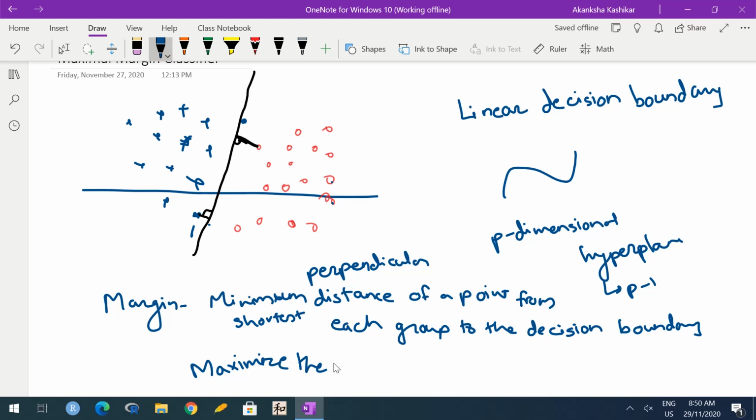So we would choose that line which maximizes the margin, and that type of classifier is known as maximal margin classifier. Okay, the name is probably now pretty clear. It can be proved that the maximal margin classifier would be the one for whom the margin from both the groups is equal.